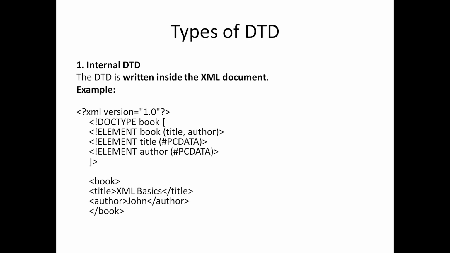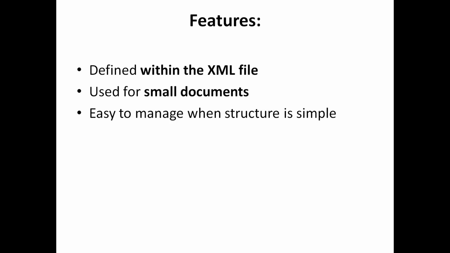So internal DTD is nothing but the DTD syntax written within the XML code. Like here, XML version is 1.0, doctype book, element book. Inside my element I should have title and author. What kind of building block should title have? Like PCDATA. These are all the rules that define our XML document. These rules are given within our XML document, and this type is called internal DTD. So where are we using internal DTD? For transporting a small amount of very simple data, we go for internal DTD.